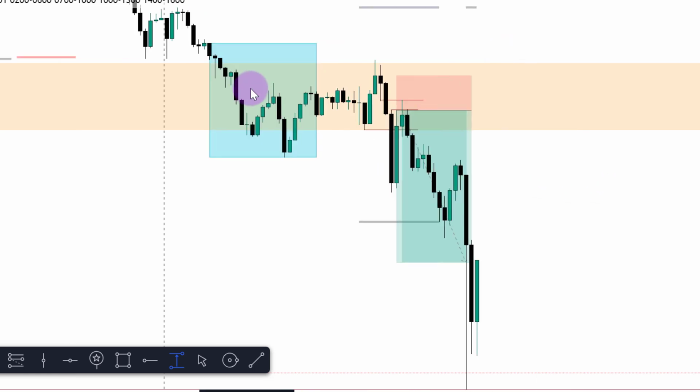Price took out liquidity right here. You can see above the highs that was created in Asian session. Price took out liquidity here. Price gave us a shift of market structure, created that fair value gap.